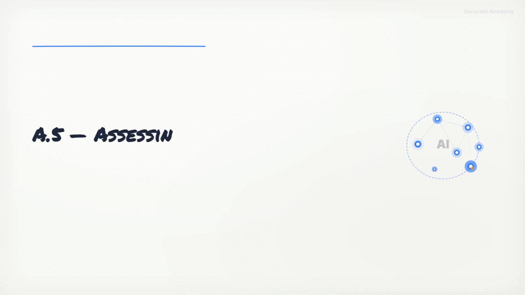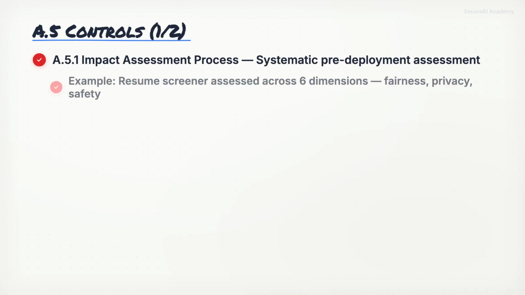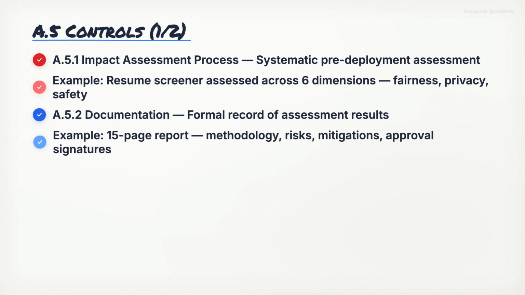Domain A5 is about impact assessment, understanding how your AI systems affect individuals, groups, and society. This is unique to ISO 42001 and heavily tested on the exam. 4 controls. Control 1. AI System Impact Assessment Process. Establish a systematic process for assessing impact.